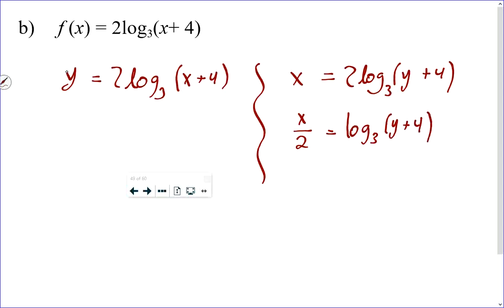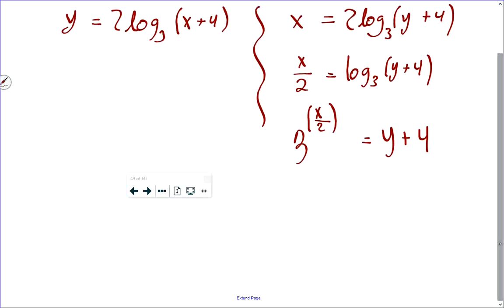So if it were y plus 4 squared, you'd take the square root. But it's the log of that. So what's the opposite operation of logarithms? It's exponential. So this will be 3 to the x over 2 equals y plus 4. We're just doing the bonjour hello thing at this point. And then I can subtract 4 and get the answer.